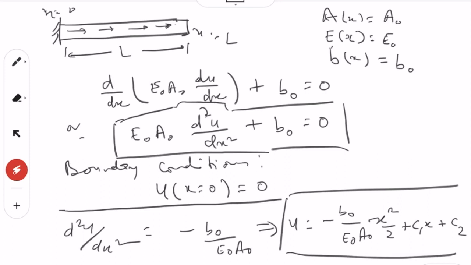But since we are solving it as a differential equation, and we know that the order of the differential equation is 2, we will need two boundary conditions. One is the essential boundary condition, and the second boundary condition is the force equal to 0 at x equal to L. This is the natural boundary condition that we apply here.